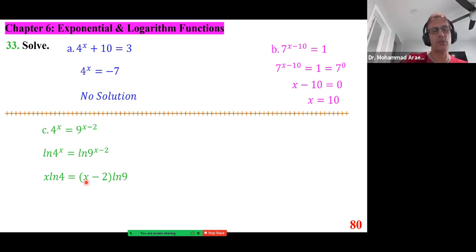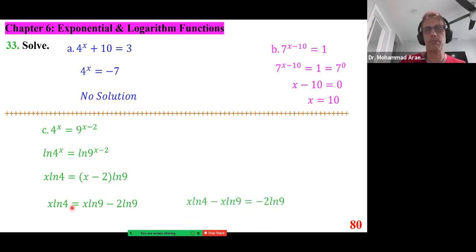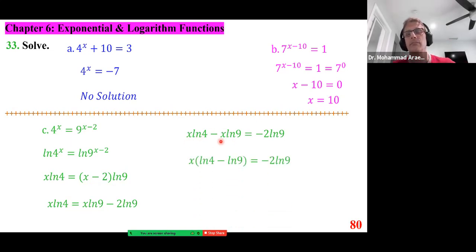To solve for x, we're going to distribute the right side. To solve for x, we're going to put the x's together. So we can move this one this way. Now factor out the x. Divide by the parentheses. Now this is the precise answer.